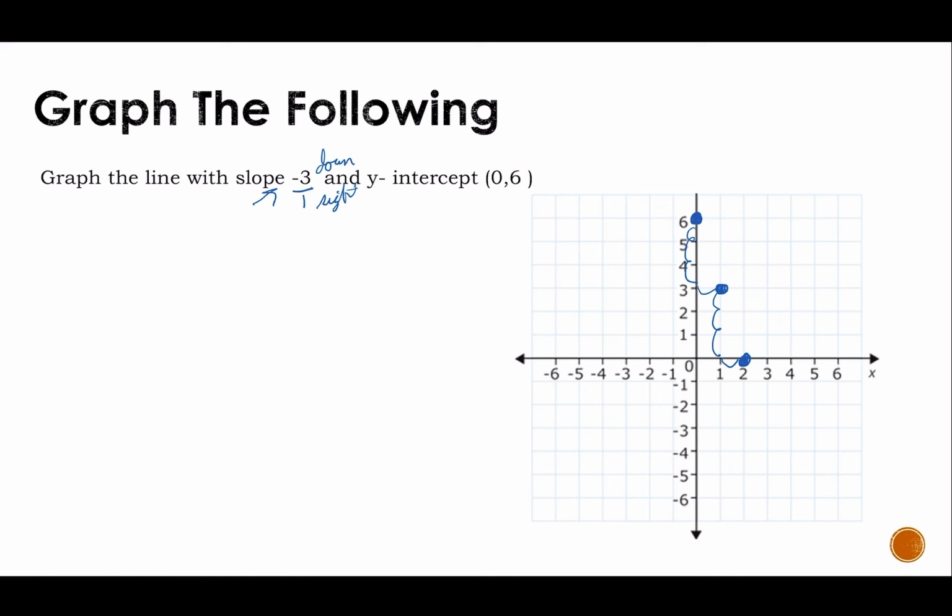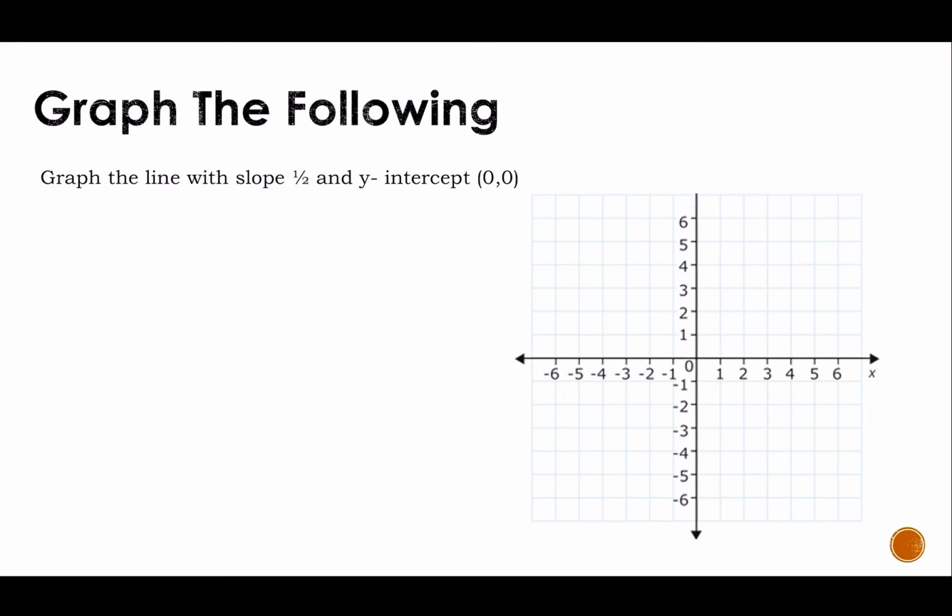Oh, I found my x-intercept again. And then I can go ahead and graph this line. Well, hopefully a little bit neater. It's hard to use a ruler on an iPad. But I can now write the slope-intercept form of this line. So I know y equals -3x plus 6.